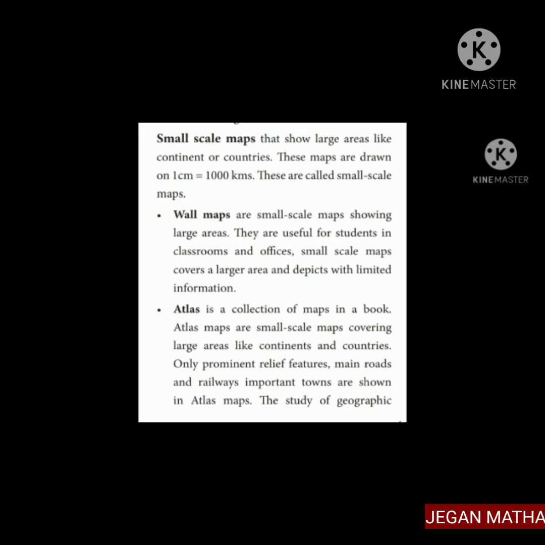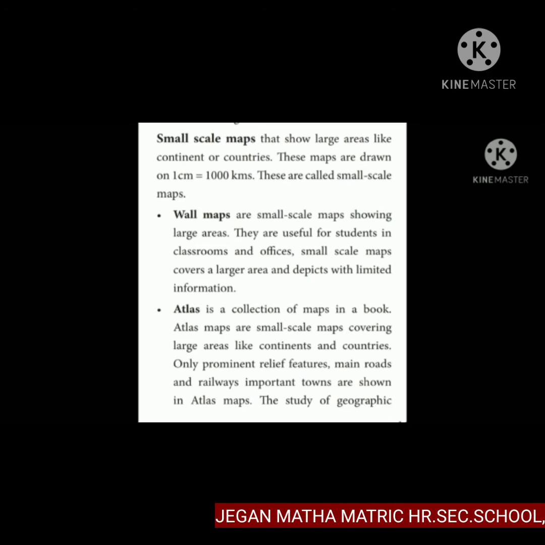Small scale maps show large areas like continents or countries. These maps are drawn on 1 centimeter equal to 1000 kilometers. These are called small scale maps. Wall maps. Wall maps are small scale maps showing large areas. They are useful for students in classrooms and offices. Small scale maps cover a larger area and depict limited information.